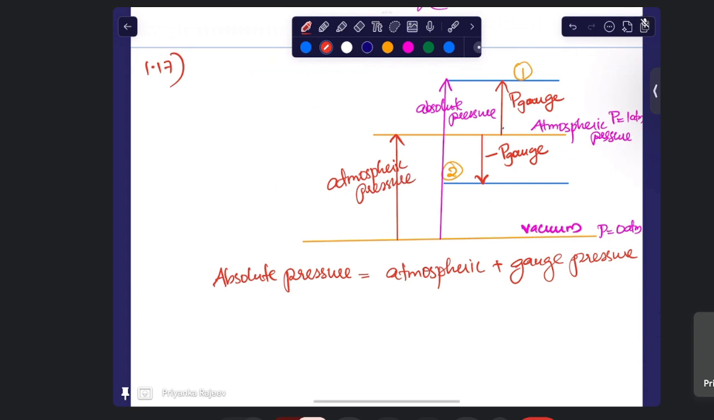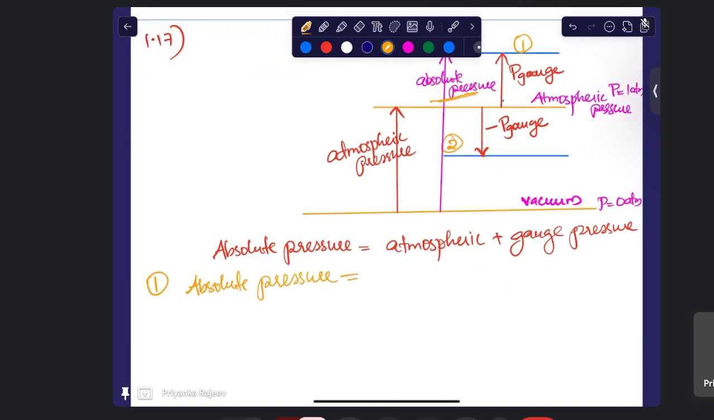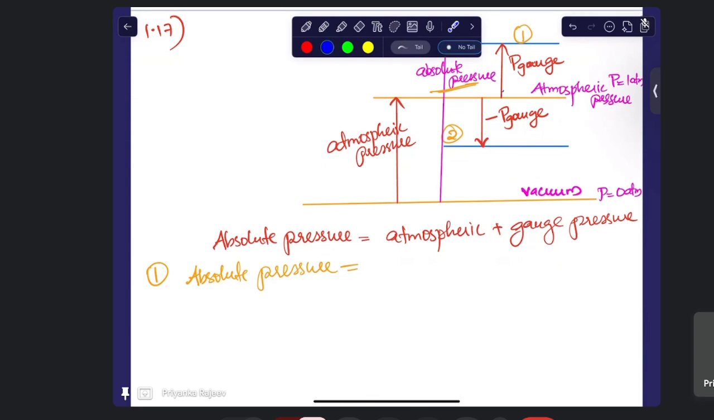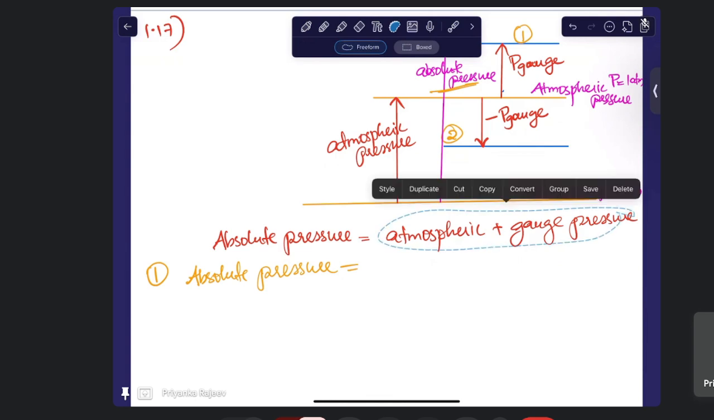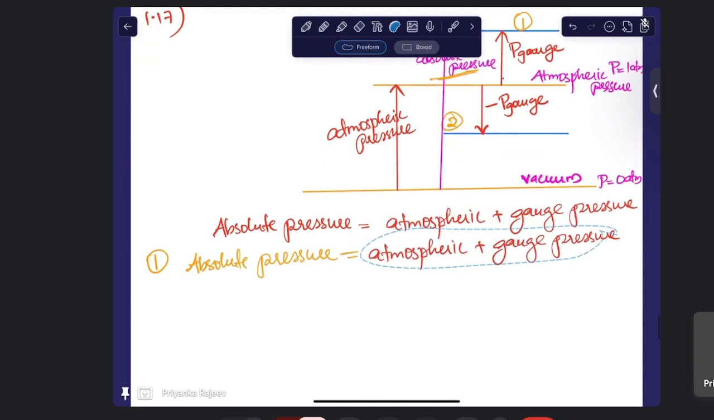So in case 1, what is happening over there? Case 1, absolute pressure is given. This is absolute pressure, so the whole length is absolute pressure, and then you have got atmospheric pressure plus gauge pressure, and that is absolute pressure. That is very easy to understand, right? So this holds in the first one. Okay, first case.